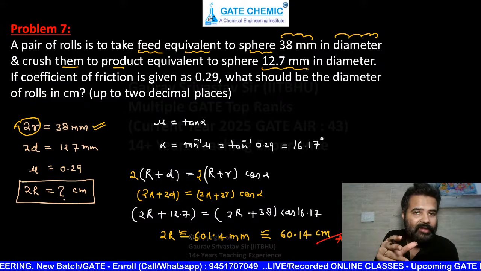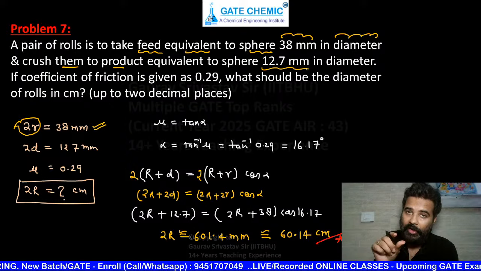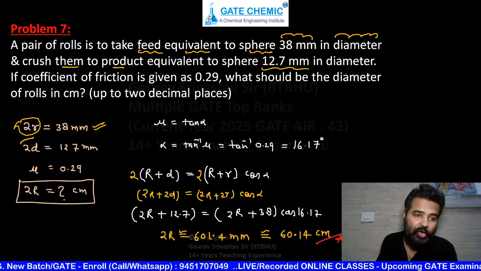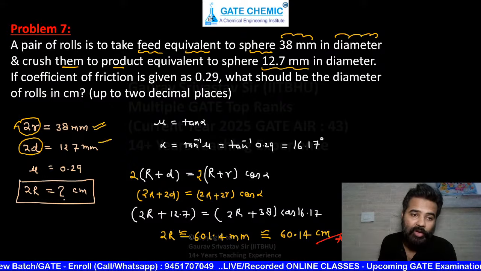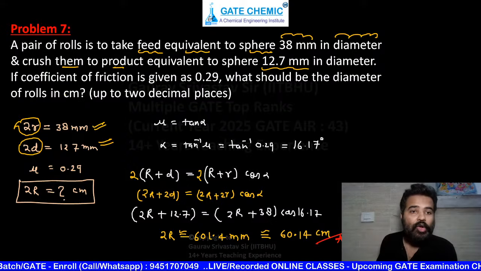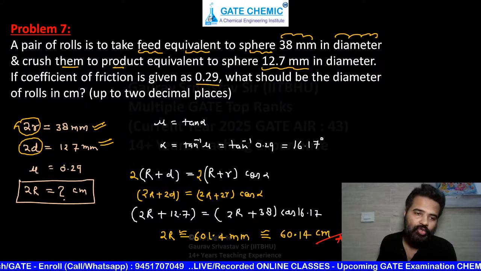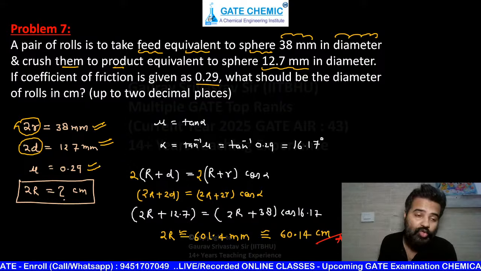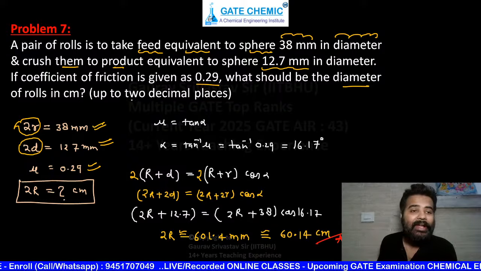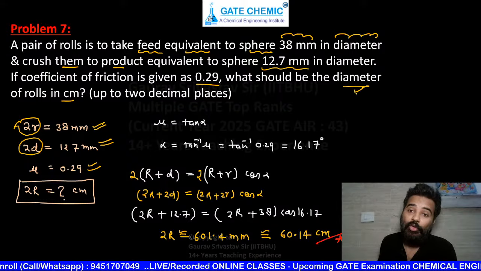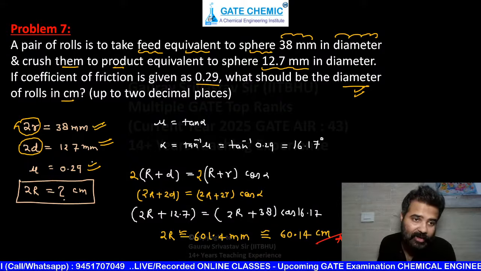Again diameter. Product radius was small d. So I am writing here 2d. So 2d is 12.7 mm. Coefficient of friction is given as 0.29. So I am writing here coefficient of friction 0.29. Now they are asking what is the diameter of rolls. See, diameter of rolls. So just write diameter, and just write in centimeter.